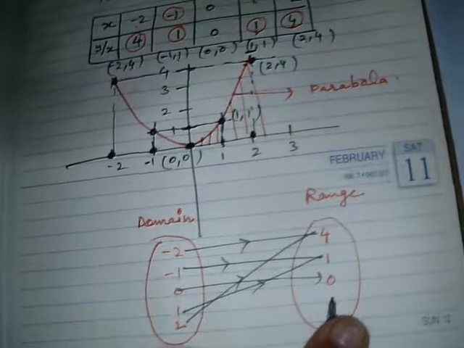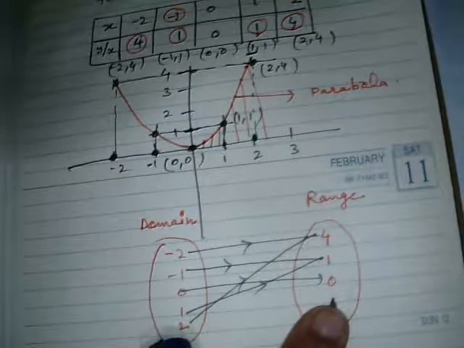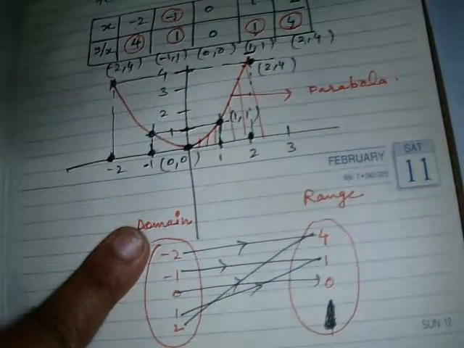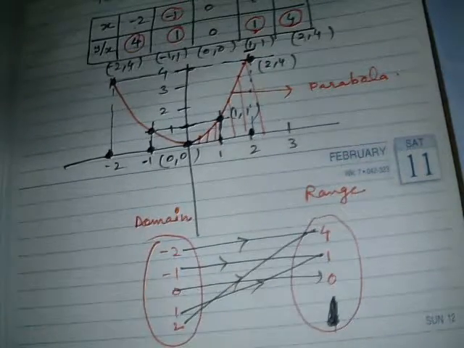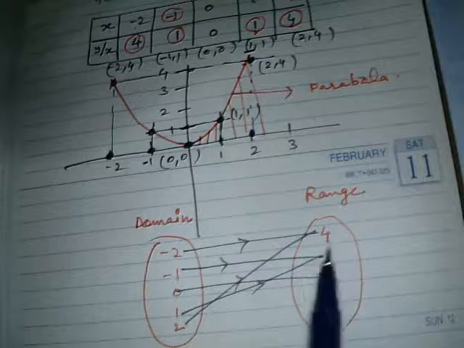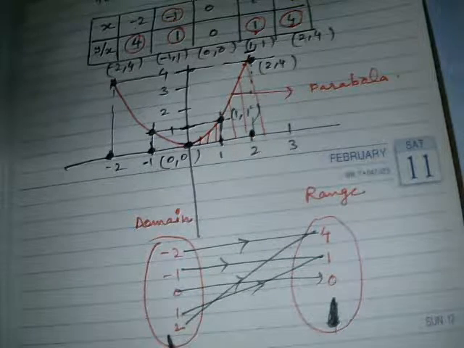Second point, for two different x it can have the same value, like over here negative 2 and 2 it is getting 4. So if this case exists, for two different x values it is getting the same value, then also it would be a function. So in this case also it is a function.